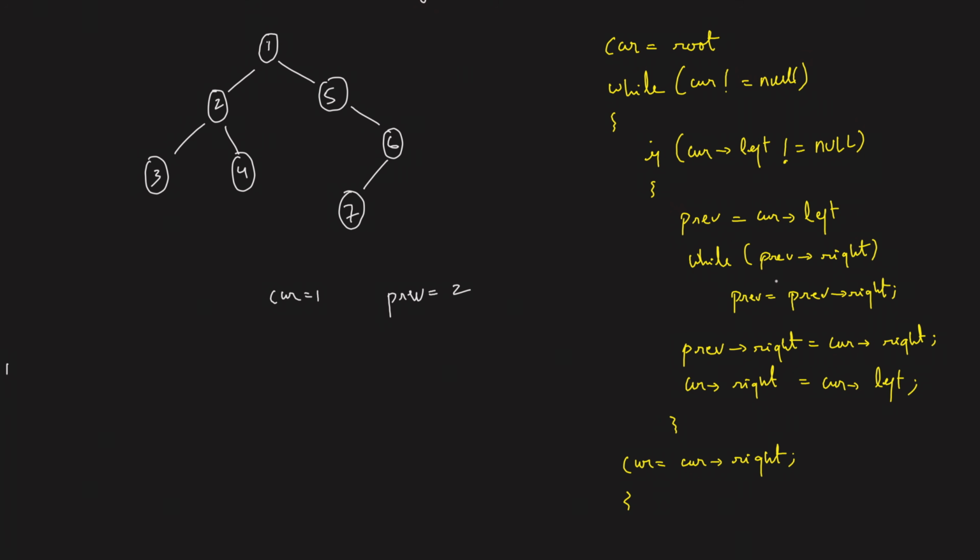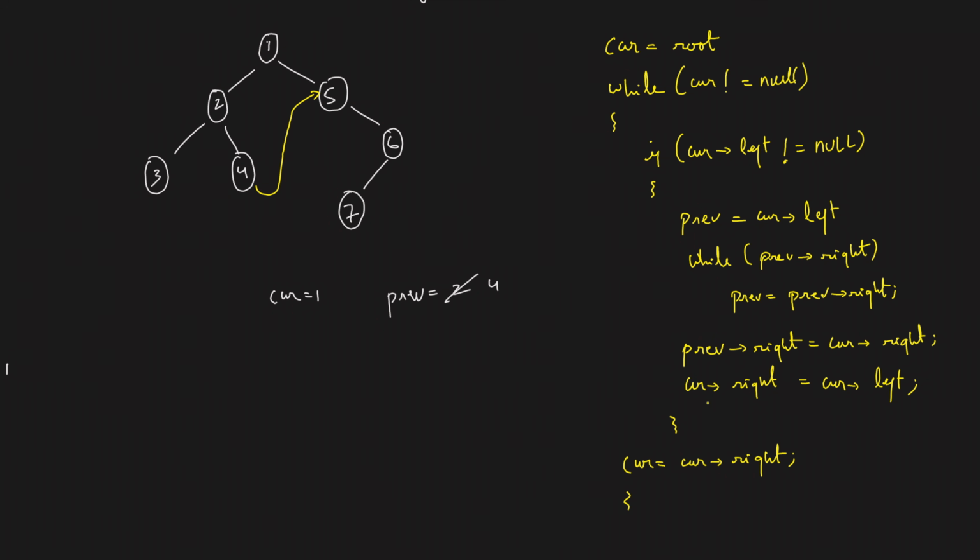What I'm saying is, go on till previous right is not null. So previous will say, okay, I can go on 4, but I cannot go beyond 4 because 4's right is null. So I'll go till 4. Perfect. Now I'm saying 4's right, why don't you go to cur's right? Cur is 1. 4's right, that's this. Why don't you go to cur's right?